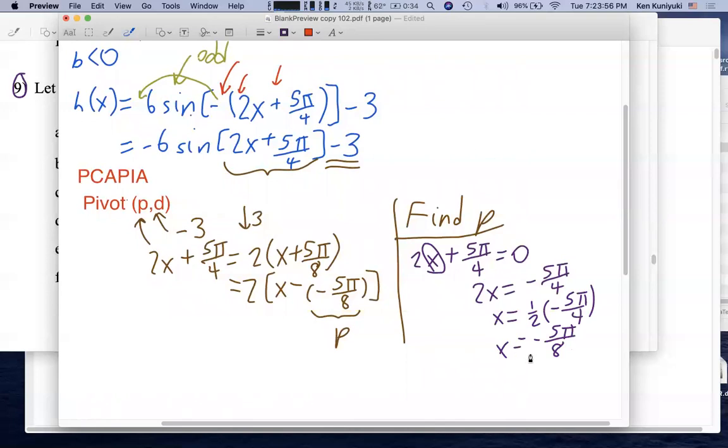Although you do have the right to add or subtract by the period, and sometimes that's an issue also, all right? That may come up later on. Okay, so for right now, again, this might change, but we could say that the pivot for now is negative 5 pi over 8. Actually, I think it will change. Negative 5 pi over 8, comma, D, which is negative 3. I will accept this as the pivot, but I believe I use a different value for P, which I'll explain in just a minute. All right, now, are there any questions about the work I have so far?